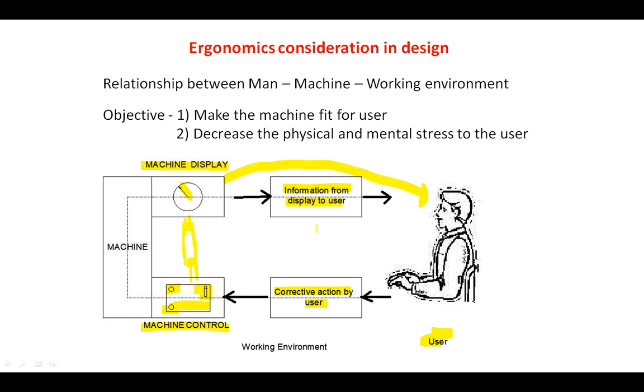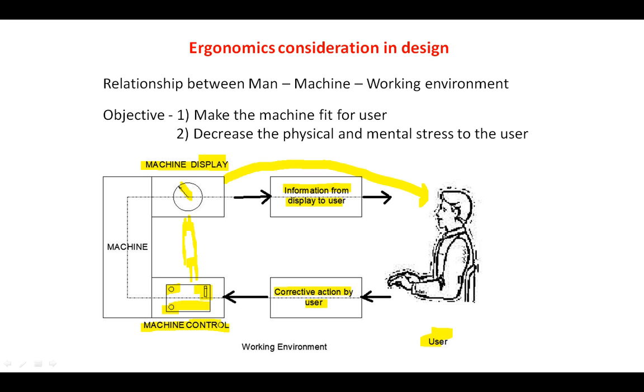These contact points are, first one is a display and second one is a control. Display gives the information to the user, and control takes the information or takes the corrective action from the user or an operator. So this is a closed loop system. Information, or corrective action, is flowing between the man and machine.